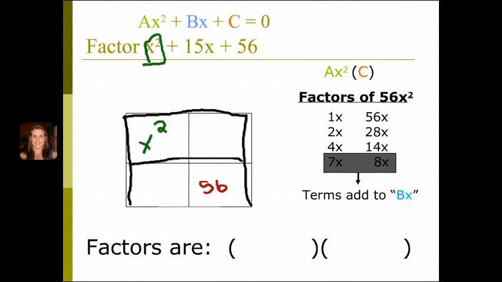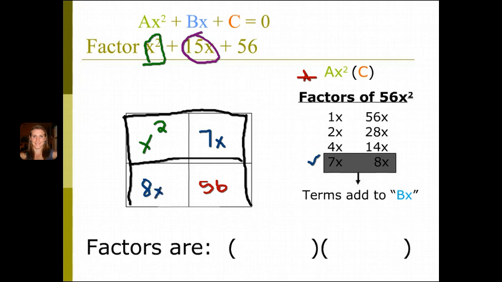Your next step is you're going to multiply the first box and your last box together and find the factors that add up to the middle term. So we're looking for our factors that add up to a positive 15x. So I've already listed the factors here for you, and we found that 7x plus 8x gives us 15x. So we need to add those into the boxes. It does not matter which box you put them in, as long as they go in the empty corner boxes.